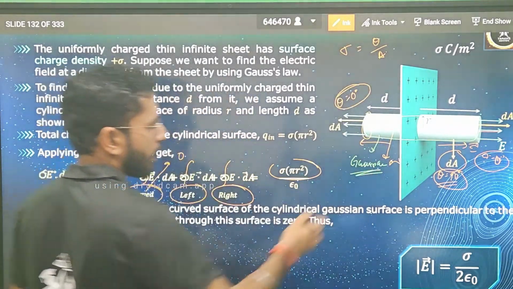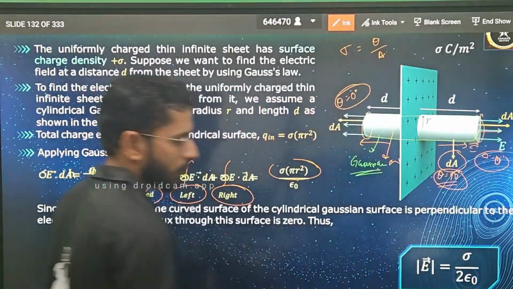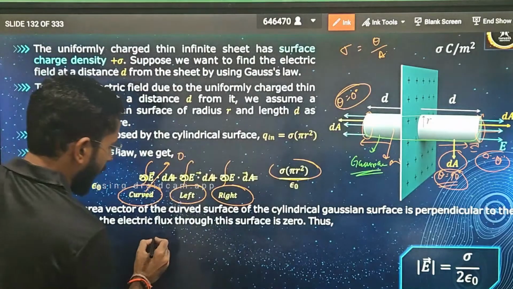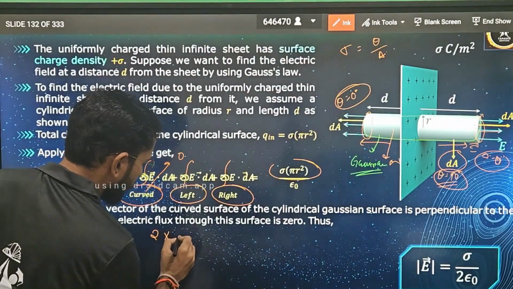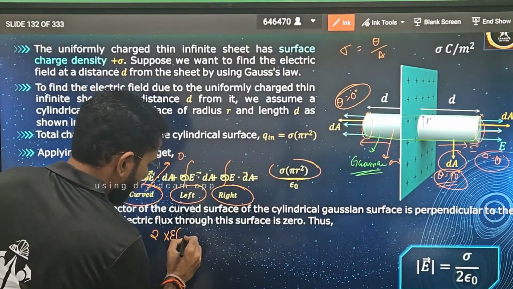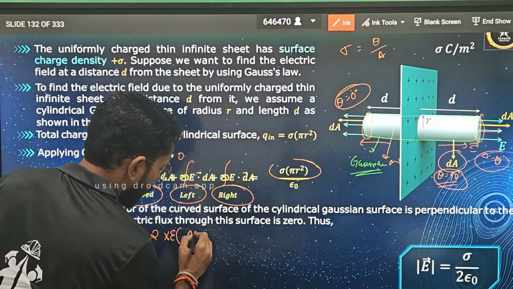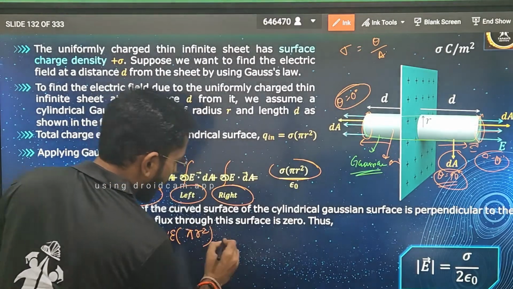Simply it will be pi r square, and here also it will be pi r square. Correct? That means can I say simply they are going to add up and they will be making 2 times electric field, and the integration of area will give you how much area? Integration will give you pi r square.